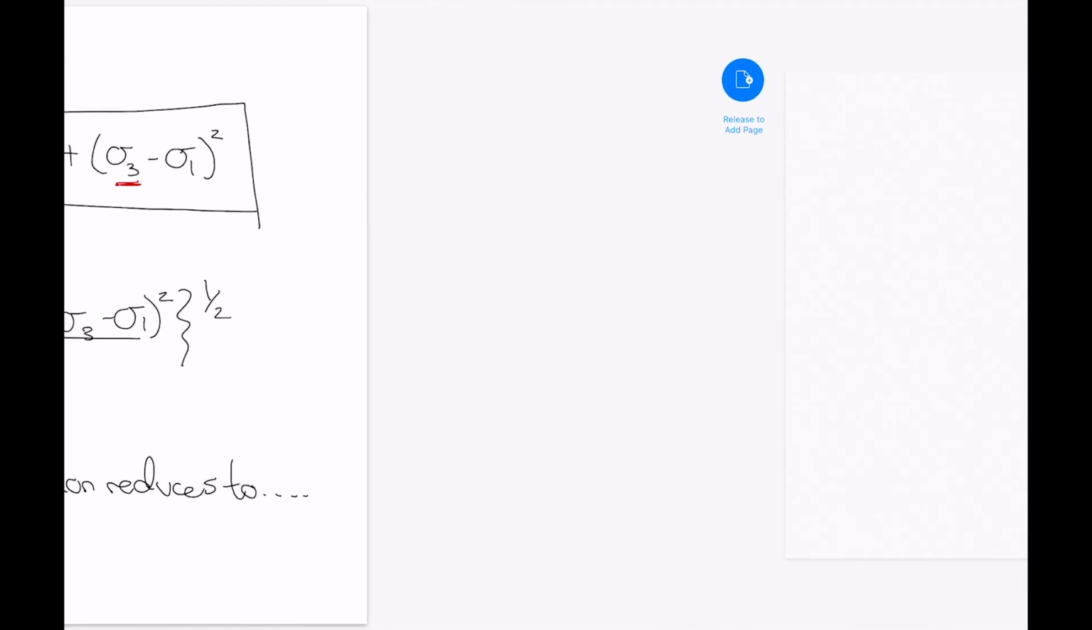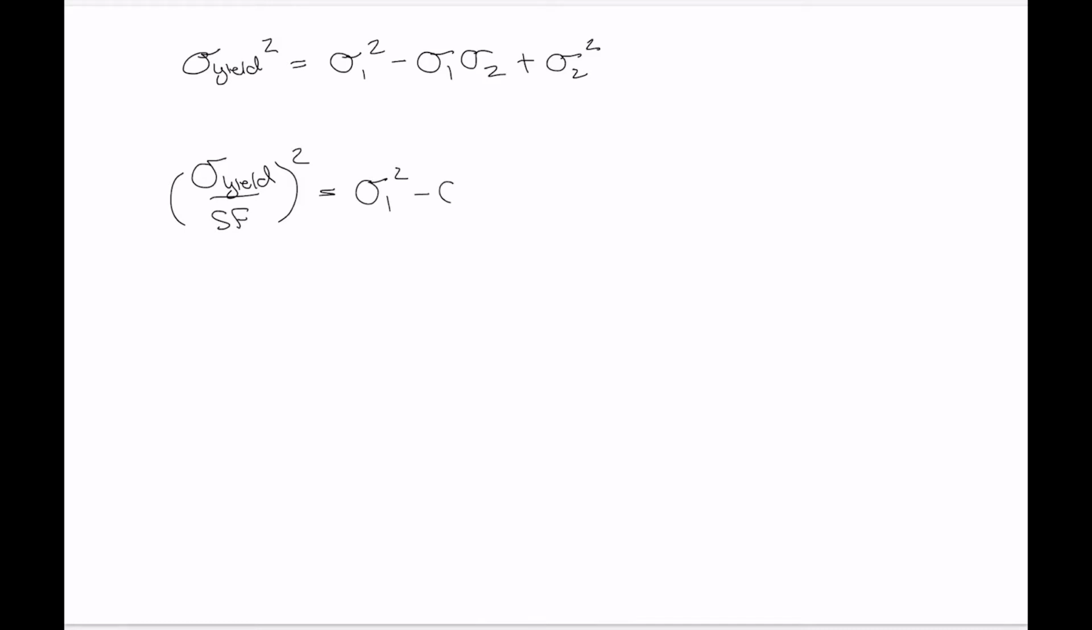So this equation reduces, when the stress in the third principal direction is 0, to the following. The yield stress squared equals the first principal stress squared minus the product of the two remaining principal stresses plus the second principal stress squared. And the more useful form of this is to include a safety factor. So that's the form that I'd say you should use. The safety factor should go underneath the yield stress there, and needs to be squared as well. So we've got sigma yield, sigma y, divided by the safety factor, all squared, equals sigma 1 squared minus sigma 1 sigma 2, the product of those, plus sigma 2 squared.